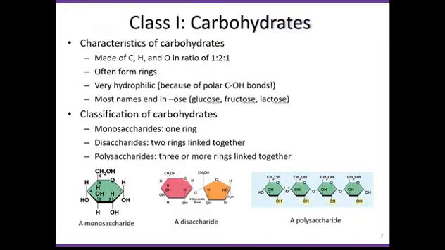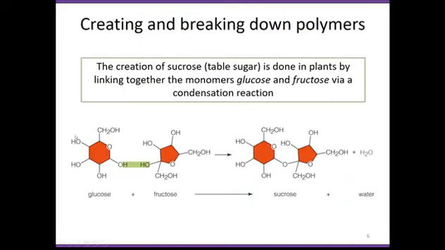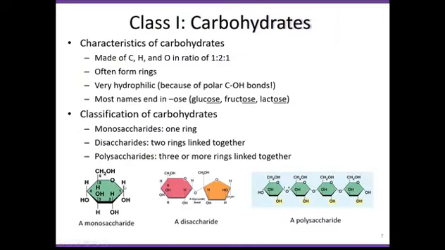So let's first look at the characteristics of carbs. They are made of carbon, hydrogen, and oxygen in a ratio of 1 to 2 to 1. What does that mean? Well, that means that when you count up all of the carbons, hydrogens, and oxygens in a carbohydrate molecule, for every one carbon, there's going to be 2 hydrogens and 1 oxygen. So looking at this guy down here, this is actually glucose again. This is the same molecule that we saw right here, just kind of skewed a little, kind of flattened.